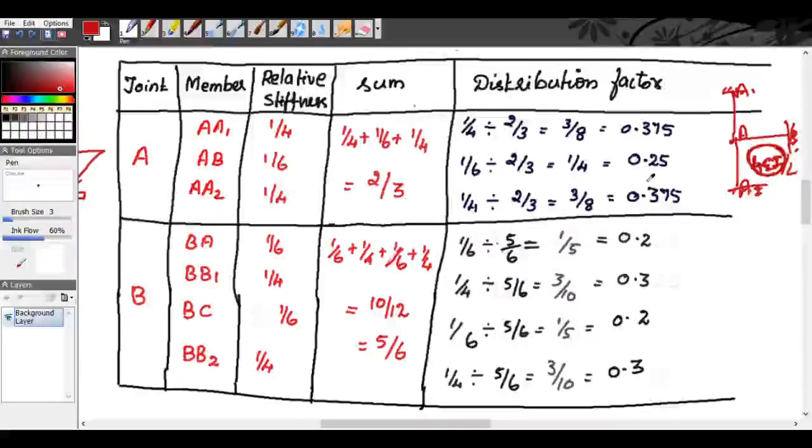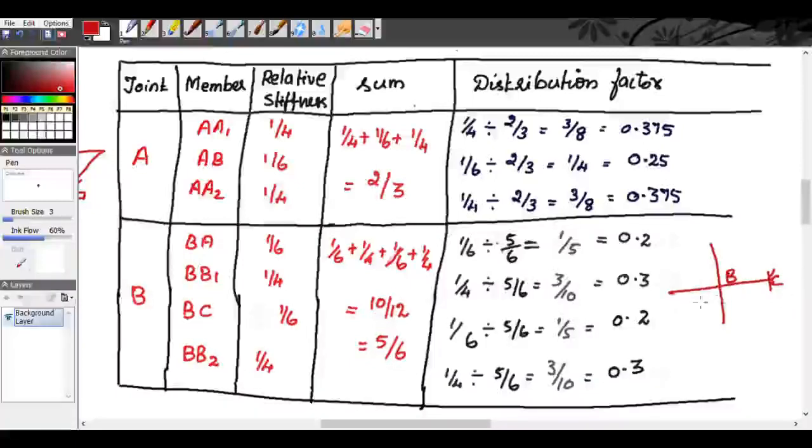Now we will take the joint B. As we saw earlier, joint B has 4 members. So at joint B, here there is C, here there is A, and we have B1 and B2. This AB is a 6 meter span length, BC is a 6 meter span length, the column B1 is 4 meter and B2 is 4 meter.